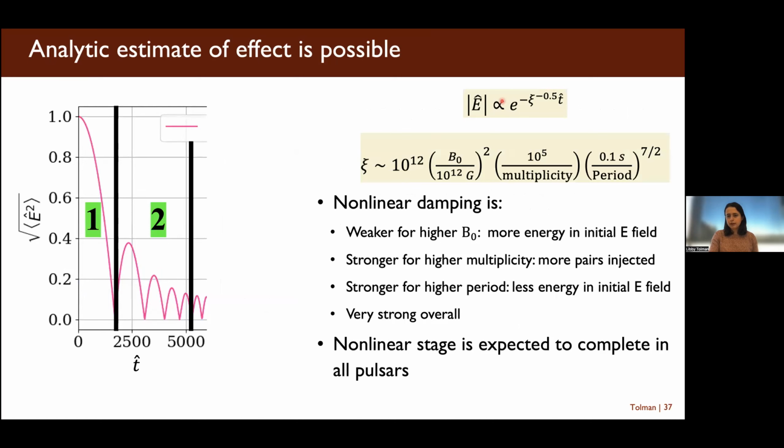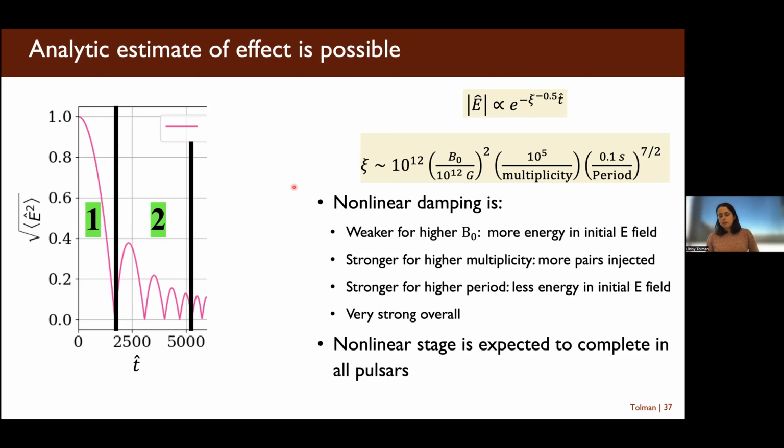So basically you find an exponential damping with a strength that depends on this parameter Ksi. You see that exponential damping in the first yellow box. And if I refresh your memory on the definition of this parameter, you can see that the nonlinear damping is weaker for higher magnetic field. This is because there's more energy in the initial electric field in a higher magnetic field pulsar. So that's harder to screen out.